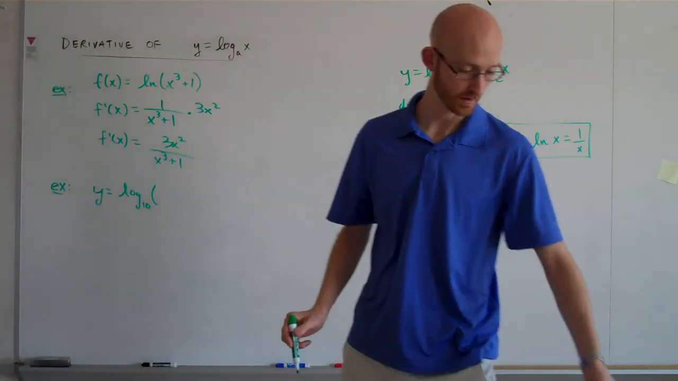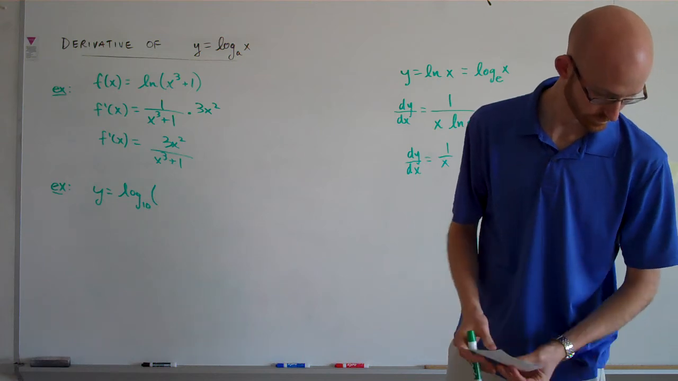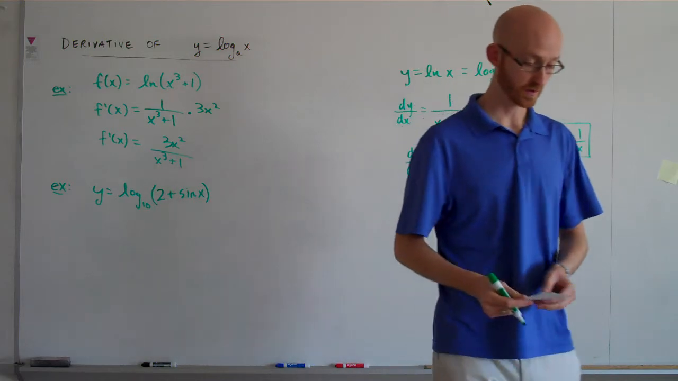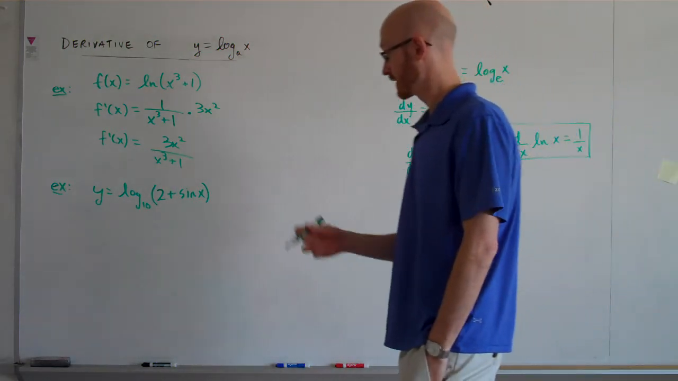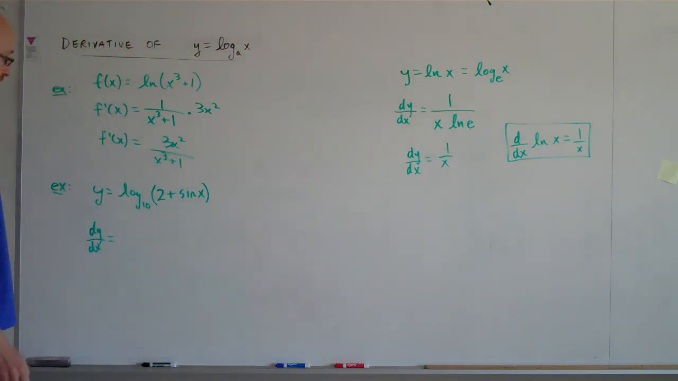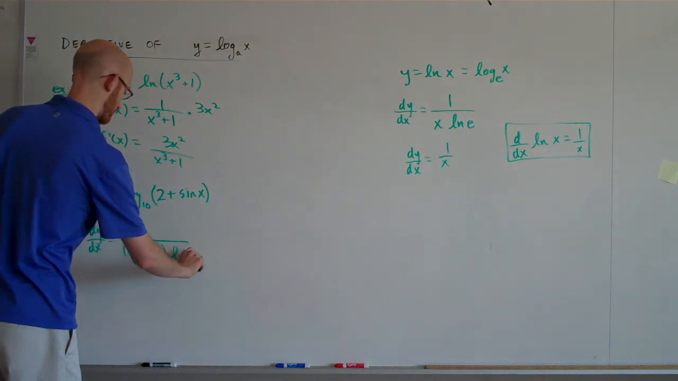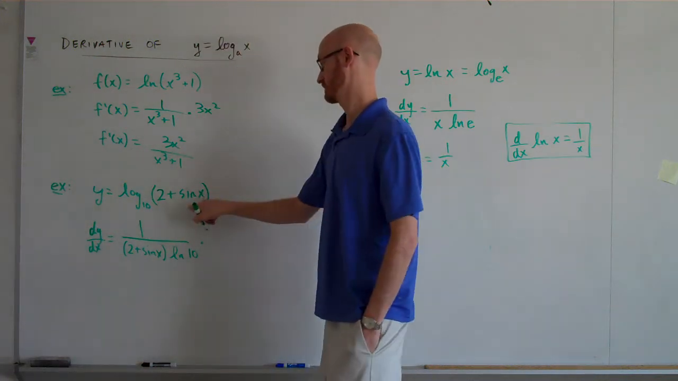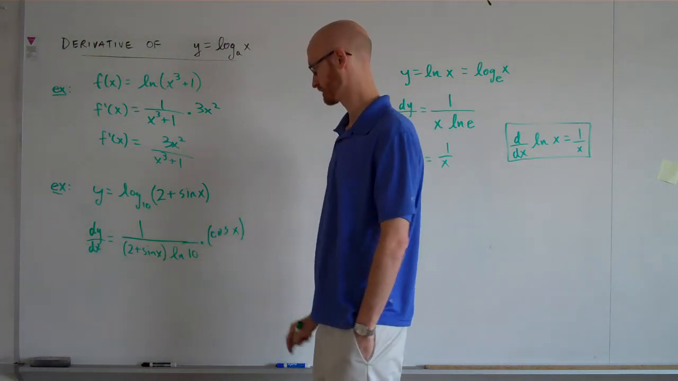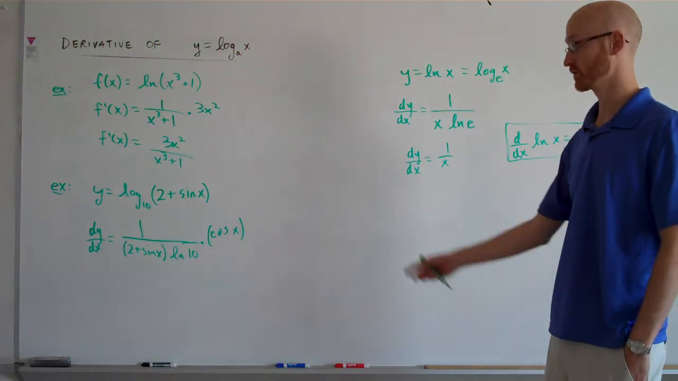That's log base 10 of 2 plus sine of x. So give yourself a chance, see if you can take the derivative there. Hopefully you've already paused it and done so. You do 1 over the argument times natural log of the base times, again chain rule, derivative of the argument, and if you want to make that look a little prettier, of course, just throw the cosine right in the numerator. I'm not going to do that, but of course, we could do any number of things here.